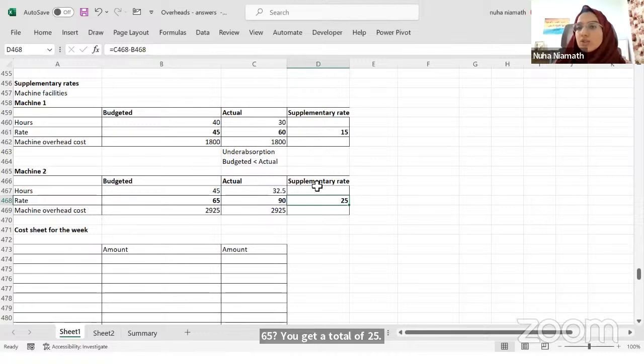Again, is this a situation of under absorption or over absorption? Can somebody tell me in the chat box? Hale says over. How about the others?